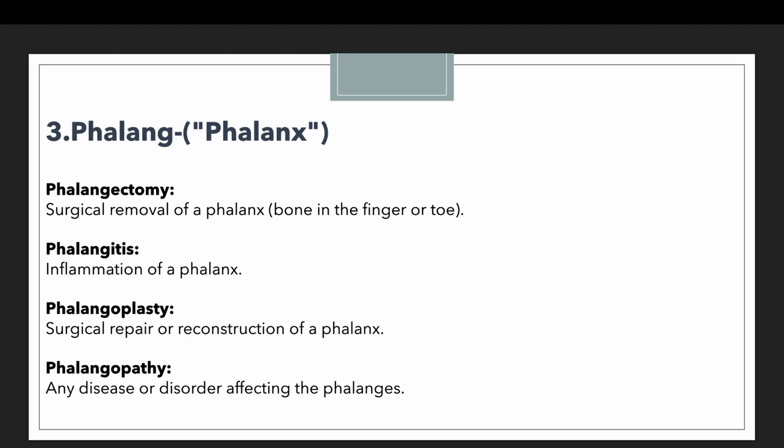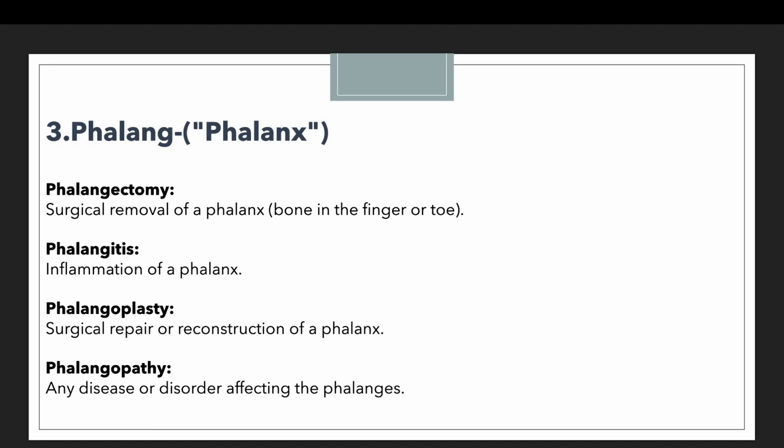Phalange. What is phalange? The phalange prefix is mainly used to denote information related to phalanx. Now what is phalanx? Phalanx means bone in the finger or toe. Whether it is a finger bone or a toe bone, we will term it as a phalanx. So let's look at the examples for it. First one is phalangoectomy. Phalangoectomy means surgical removal of the phalanx, or surgical removal of the bone in finger or toe. So this thing we will denote with the terminology phalangoectomy, and phalange is the prefix.